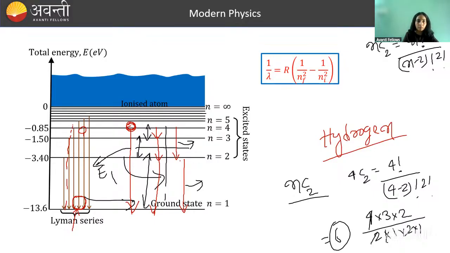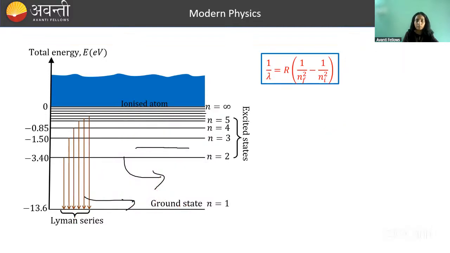Let me erase everything from the board. So when atom is excited and it is in n equal to 2 or n equal to 3 or n equal to 4 and so on, and if the excited atom is jumping directly to n equal to 1, that is to the ground state, then whatever energy is getting released will lie in the Lyman series.